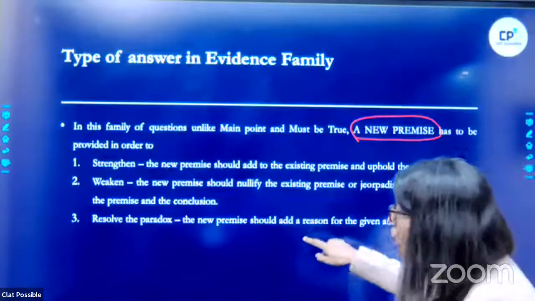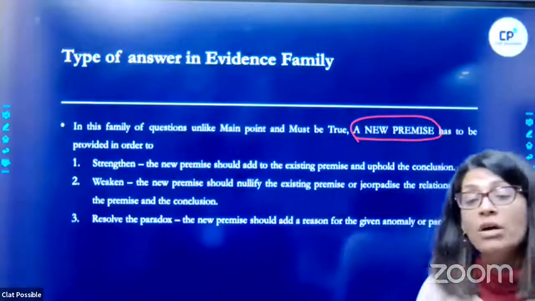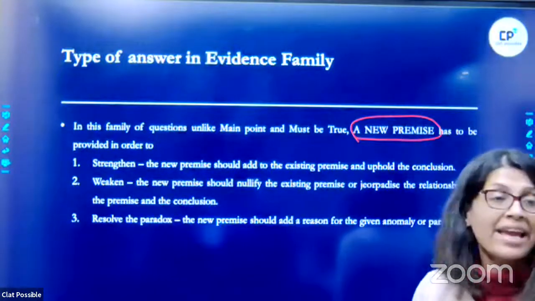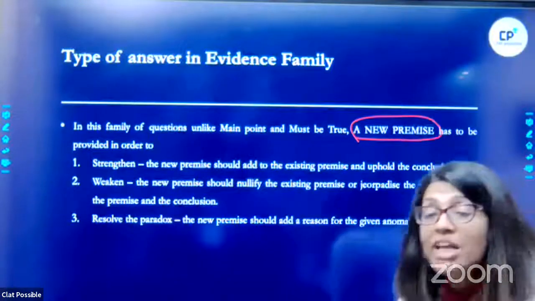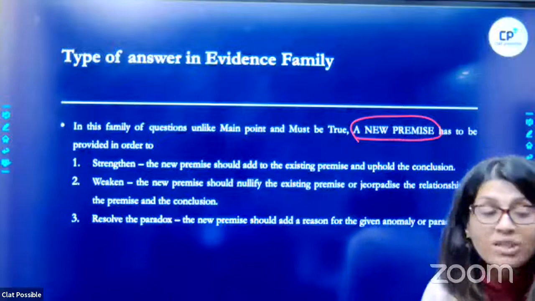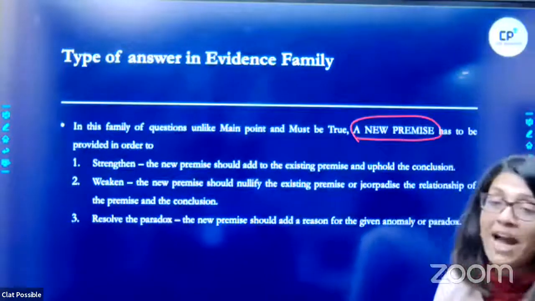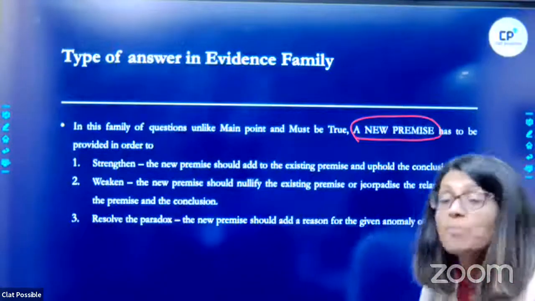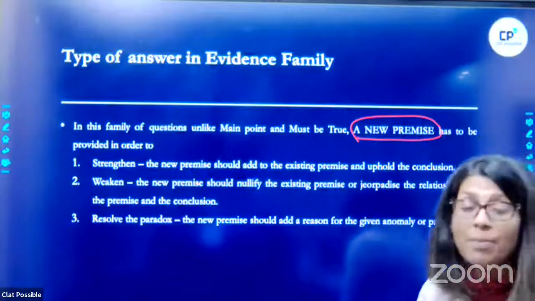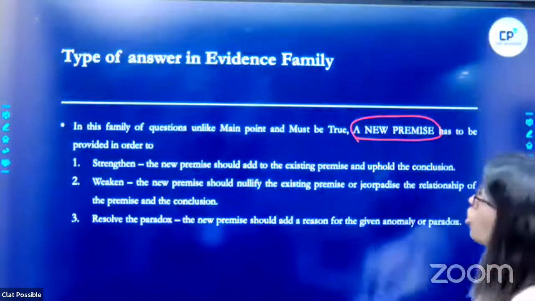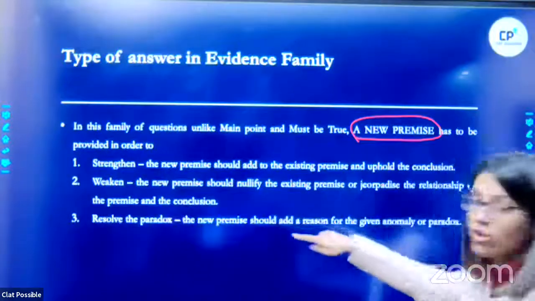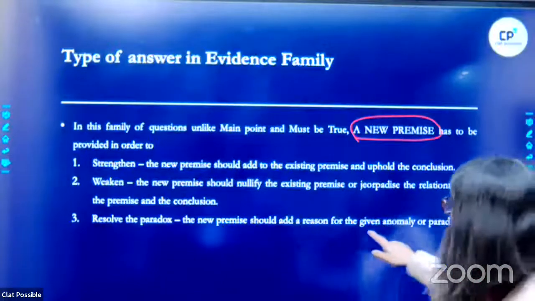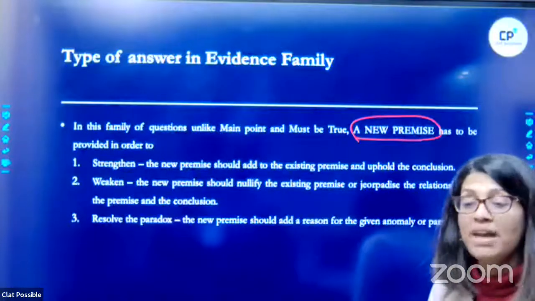And in resolving the paradox, a paradox is a situation in which two opposing things happen together, or a thing acts in a manner which is completely opposite to its behavior. Paradoxes are seen in economics. Instead of price rising with increasing demand, price falls with increasing demand. This is a paradox. So in evidence family, you are also asked to resolve the paradox. You will be shown a situation where two opposite things are happening. You have to give a reason why the given thing is behaving like this.